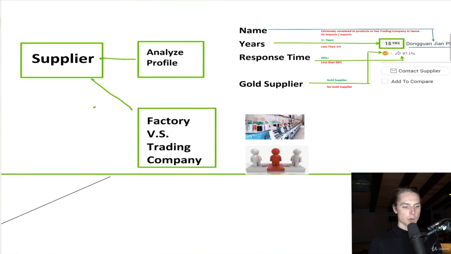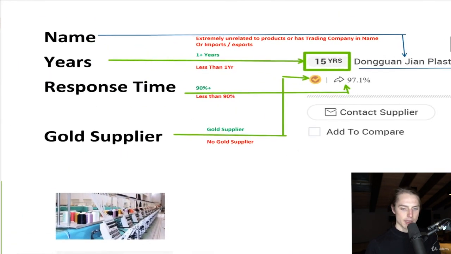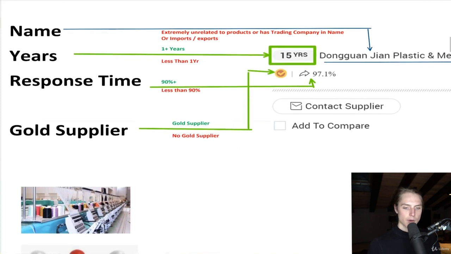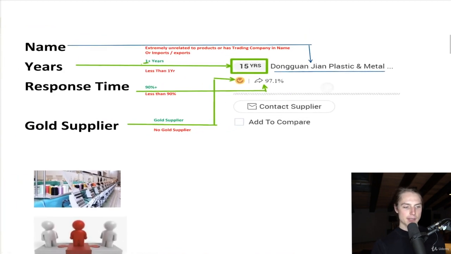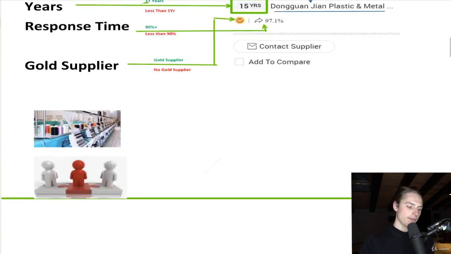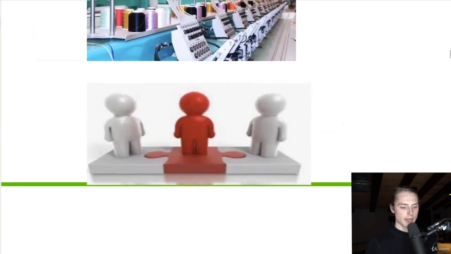Now what we're doing is we're trying to analyze the suppliers. And as we just said, here's this, we'll put this down below. Essentially we want someone who's been doing it for over a year. We didn't mention name, but you want them to have a somewhat similar name. Then we'll go in and analyze the factory. The whole point of this is we want to get a factory versus a trading company.